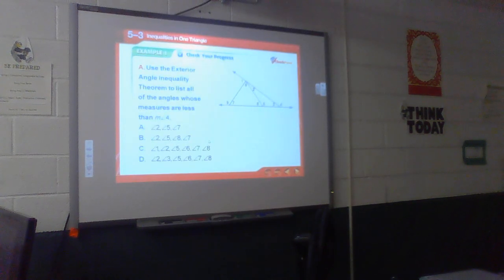So try this one right here. We're looking for the angles that are less than angle 4. And again, by ways that we can definitely prove it. So I cannot say that angle 4 is bigger than angle 3 because it looks like it. Looks aren't a reason why. So what do you say? 2 and 5 definitely? 8 and 7 because of the bigger triangle, right? Any others? And why 6?